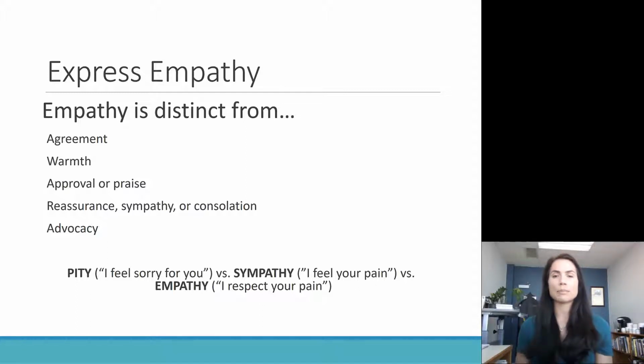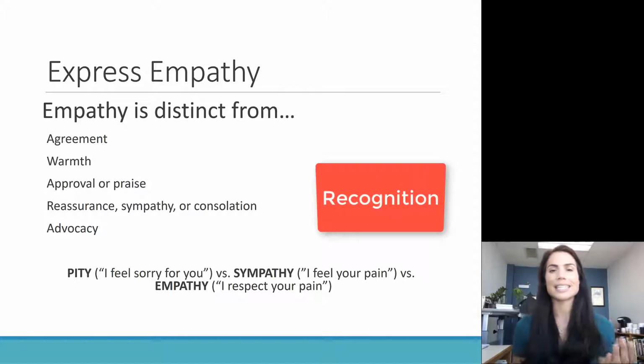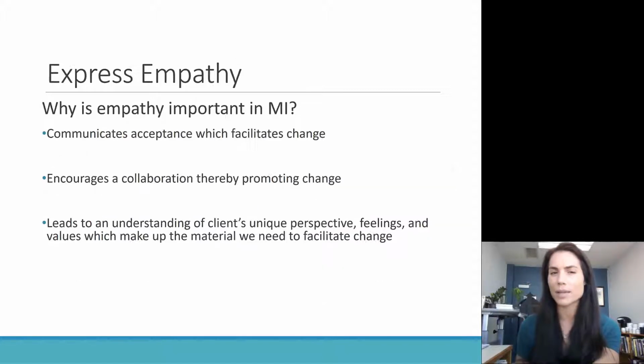I want to give you an example of how those three things are different. Pity is, I feel sorry for you. Most people don't want pity, right? Sympathy says, I feel your pain. Sometimes when clients hear that from their coach or trainer, a reaction they might have is, well, you really don't feel my pain because you're not in my shoes. Empathy is, I respect your pain. It allows them to acknowledge that their pain is theirs, and at the same time, you're acknowledging it and recognizing that it exists. That's important, and that's what empathy is.